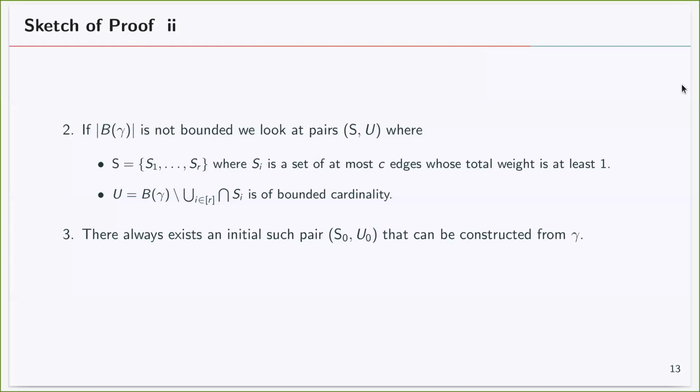So then we can start. We can always construct some initial pair like this from gamma by basically just taking all the edges with high weight. Those become edges in S, and the rest of the vertices just end up in this U0, and it is possible to bound the cardinality of this by some combinatorial arguments.